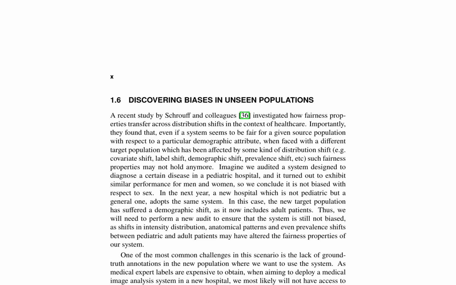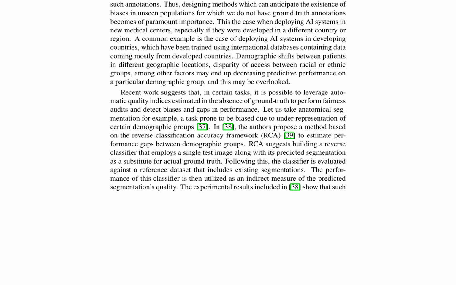Recent studies have demonstrated the feasibility of leveraging automatic quality indices, estimated without ground truth annotations, to perform fairness audits and detect biases. In anatomical segmentation, a task prone to bias due to underrepresentation of certain demographic groups, researchers have proposed a method based on the Reverse Classification Accuracy Framework, RCA. This approach estimates performance gaps between demographic groups, enabling the identification of potential biases. Experimental results confirm the effectiveness of such methods in detecting biases and performance gaps.